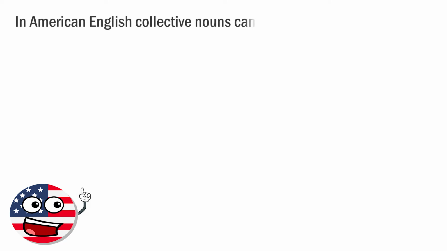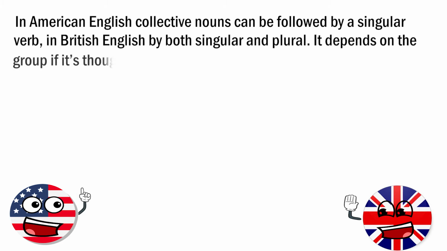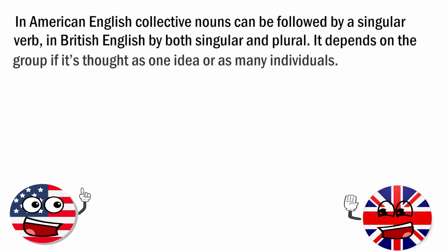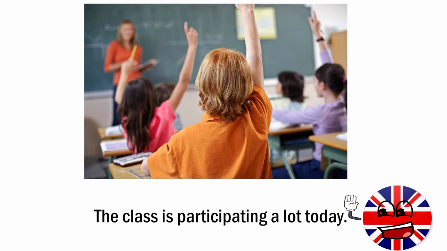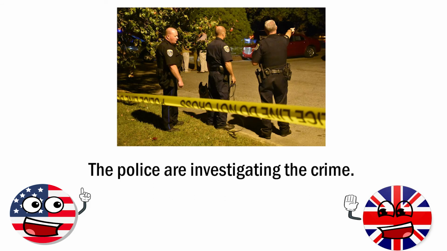Collective nouns. In American English, collective nouns are followed by a singular verb. In British English, by both singular and plural. It depends on whether the group is thought of as one idea or as many individuals. The class is participating a lot today. The class are participating a lot today. The police are investigating the crime.